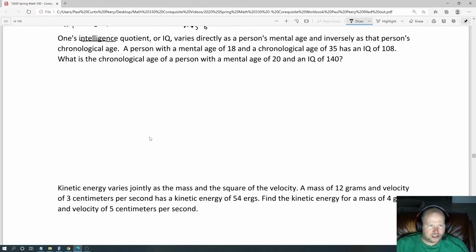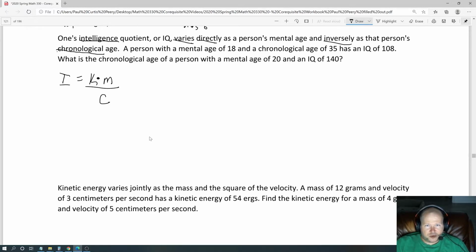Okay, so intelligence varies. So we are up to I is equal to k. Then they say directly, okay, cool, now we're multiplying, a person's mental age. So I'm just going to put an M here. And then they say inversely, that means division, and they say chronological age. So chronological age goes down here. I'm just going to use a C.